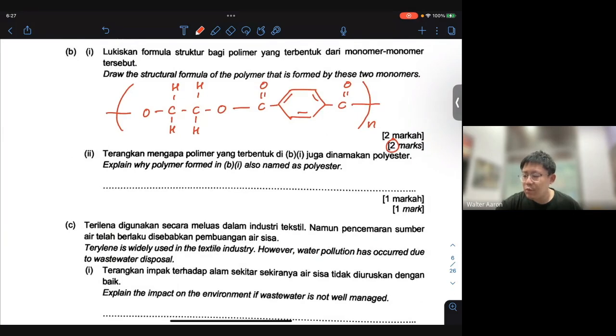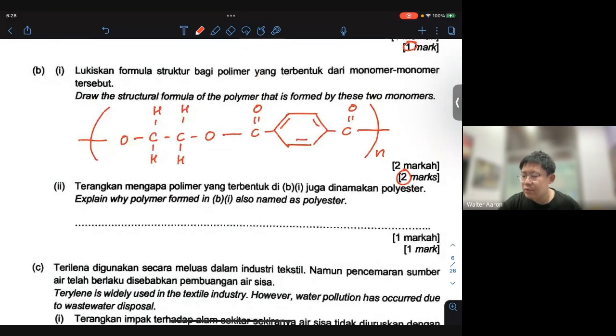Okay, now explain why polymer formed in B1 is also named as a polyester. So it's very simple because, right, whatever that's formed over here is actually an ester linkage. So if you have many of these ester linkages, we call this a polyester. So that's the simplest answer you can give, because the structure contains ester linkage.